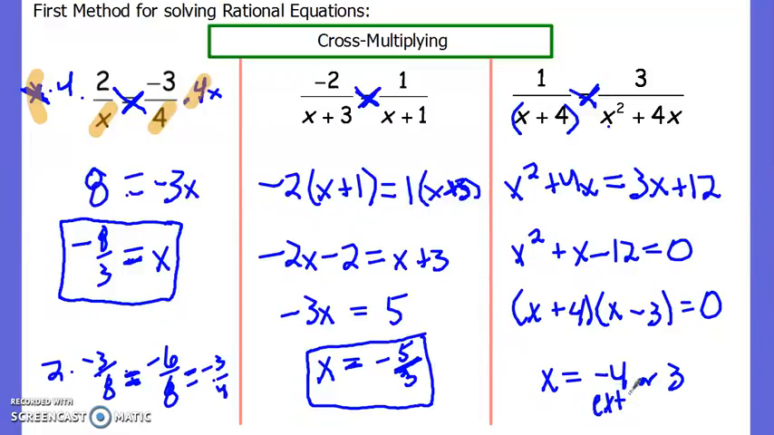I can't divide by 0. So make sure you check your solutions. Some of them will work. Occasionally you might have 2 answers. Occasionally you might have no solution. But you need to check those answers to make sure they really do work. The number one issue you will have occasionally is plugging that number in and making that denominator 0.